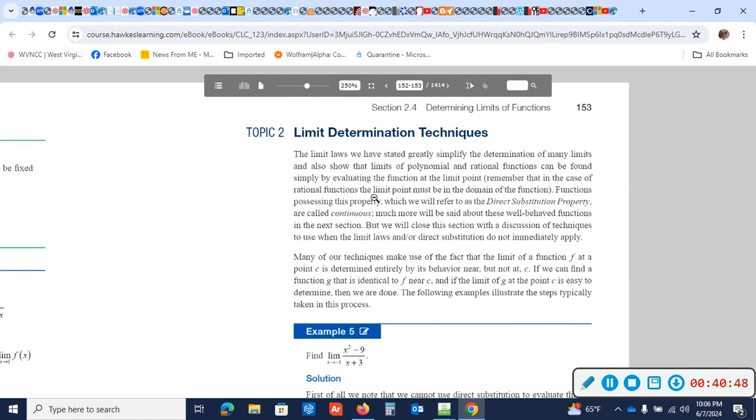Functions that have this really cool property, the direct substitution property, are called continuous, and we're going to study continuous functions in some detail later.